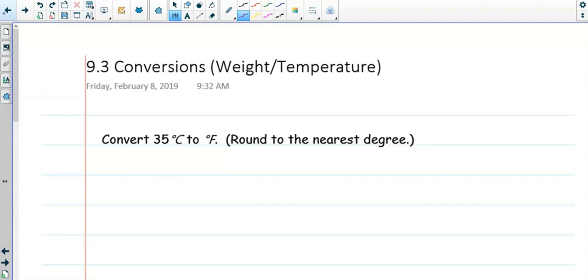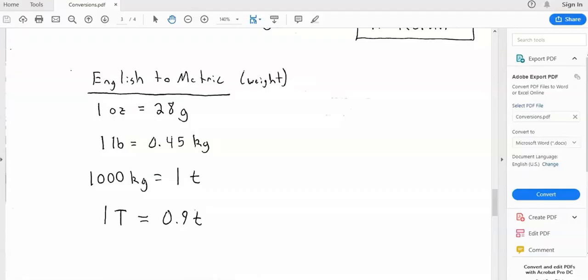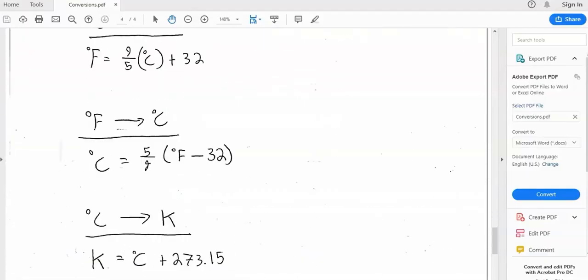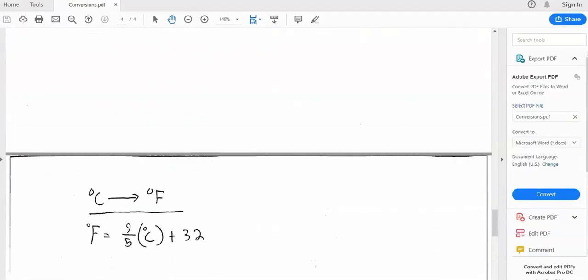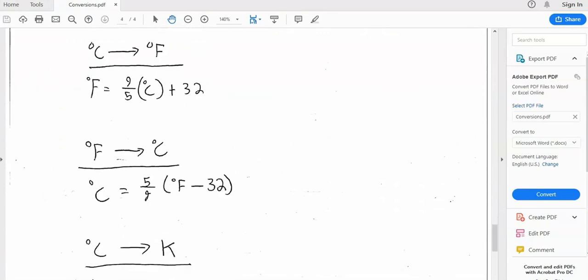So if you look at that last page, I have formulas here for what you're going from to. So we're going from Celsius to Fahrenheit. That's this formula that we want to use up here. All you got to do is plug in the Celsius, let the calculator do the rest of the work for the multiplying, and you get your answer. Make sure that you round accordingly, okay?